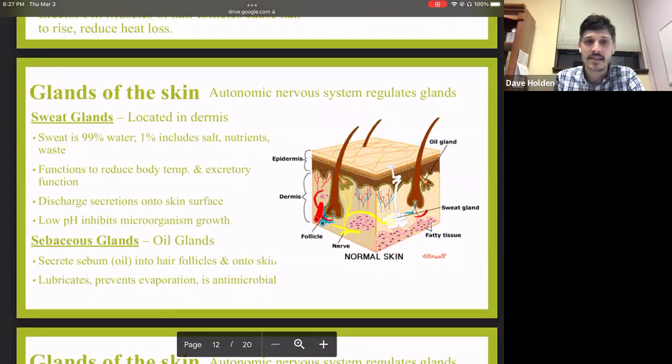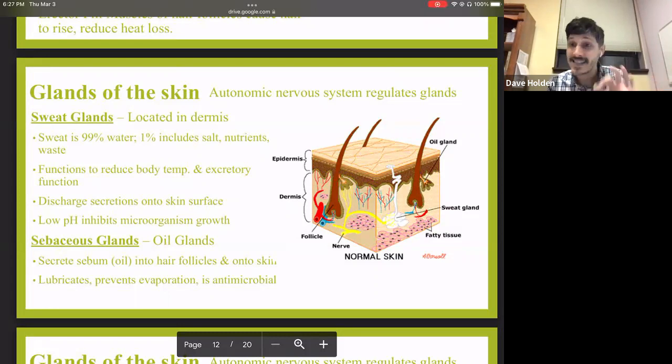Next, we come to glands of the skin. Glands are always going to be organs that produce or secrete some kind of fluid. Usually, the fluid in a gland is going to be a hormone. That's 9 out of 10 when you talk about glands. We're talking about endocrine glands. We're talking about pancreas, or we're talking about adrenal glands, or something along those lines.